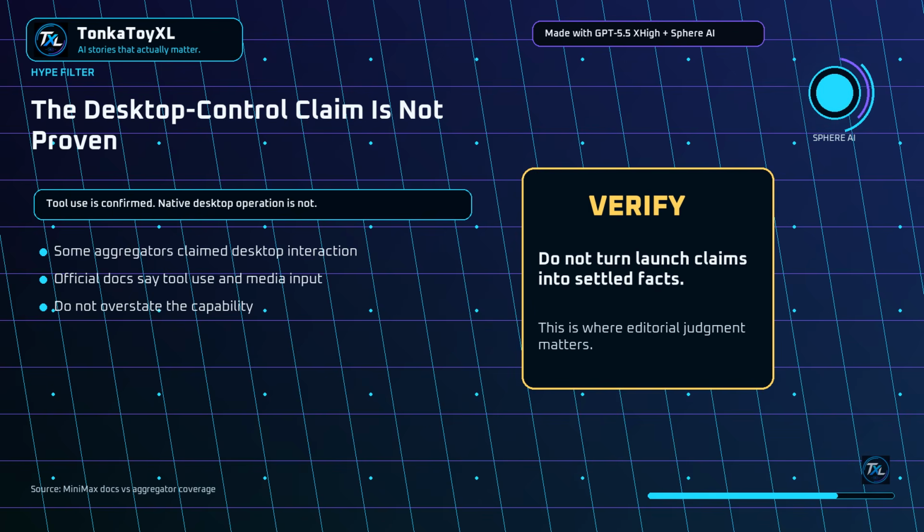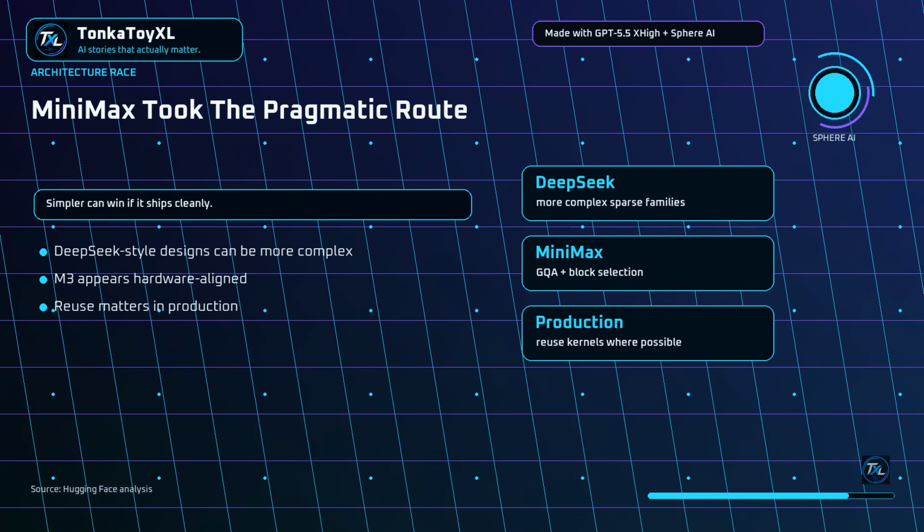One claim we should not repeat as fact is native desktop operation. Some aggregators said it can interact with computer desktops. The official docs support tool use and media input. That is not the same thing. Compared with more complex sparse attention families, the MiniMax approach looks pragmatic. Do less clever surgery, keep GQA. Select blocks. Reuse kernels. That is not always the most elegant design, but production systems reward what runs reliably.